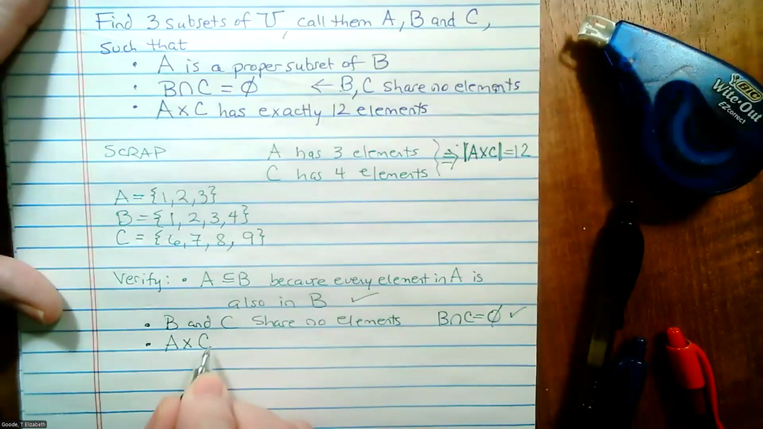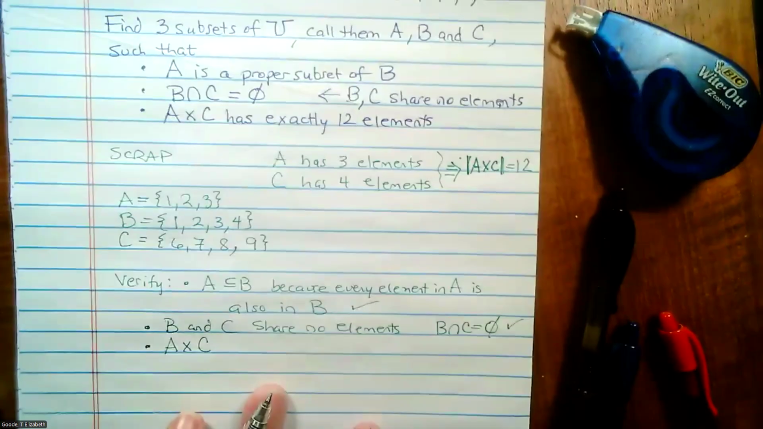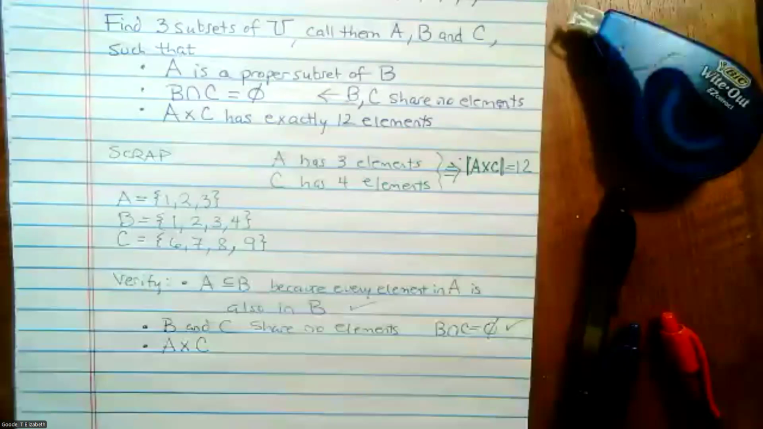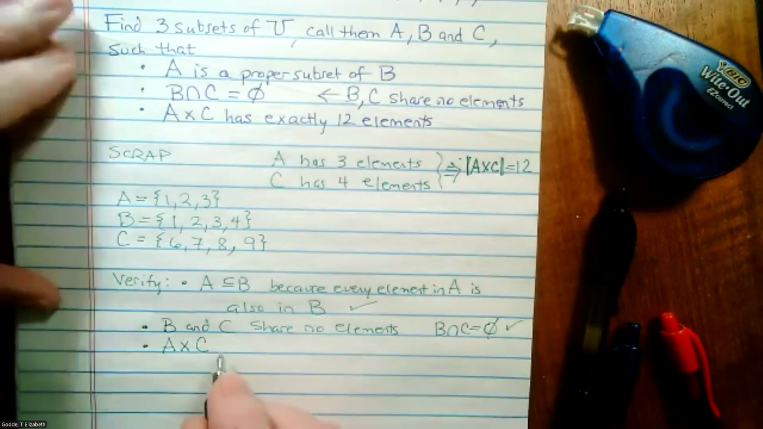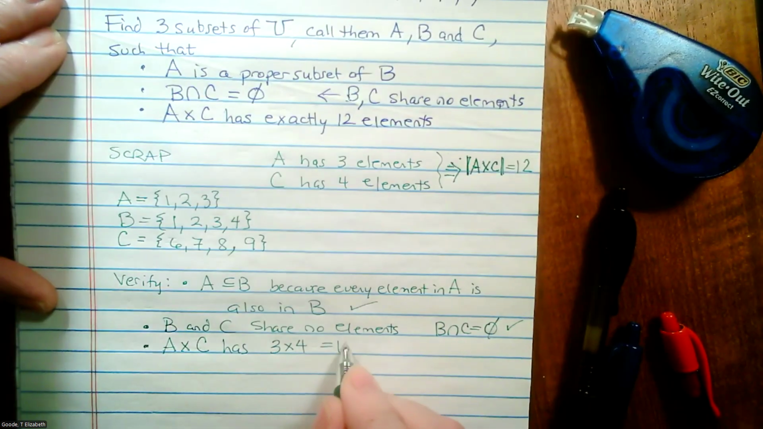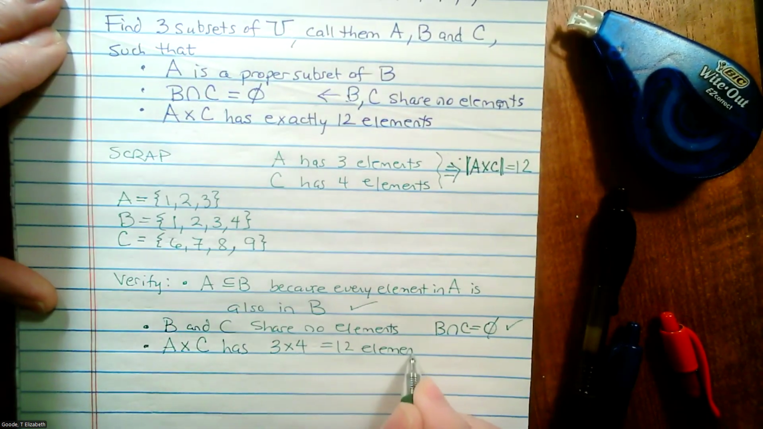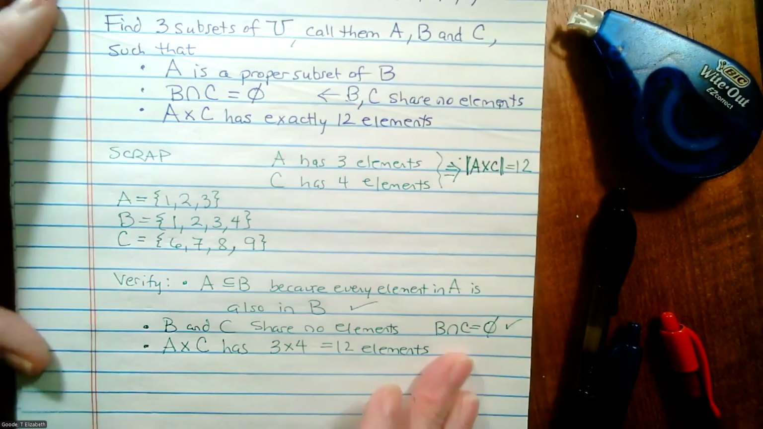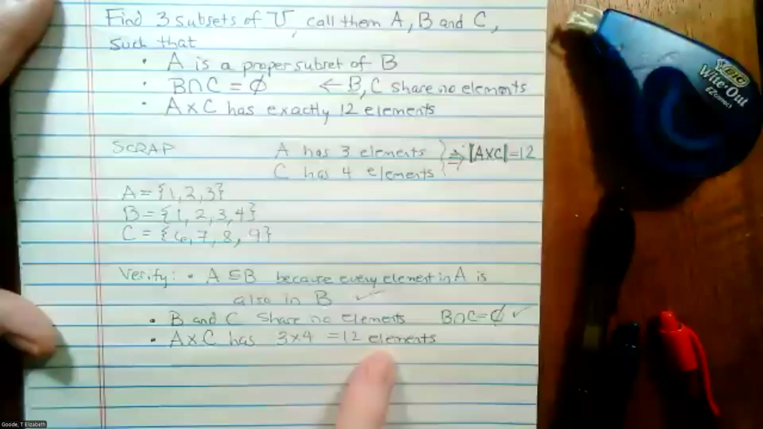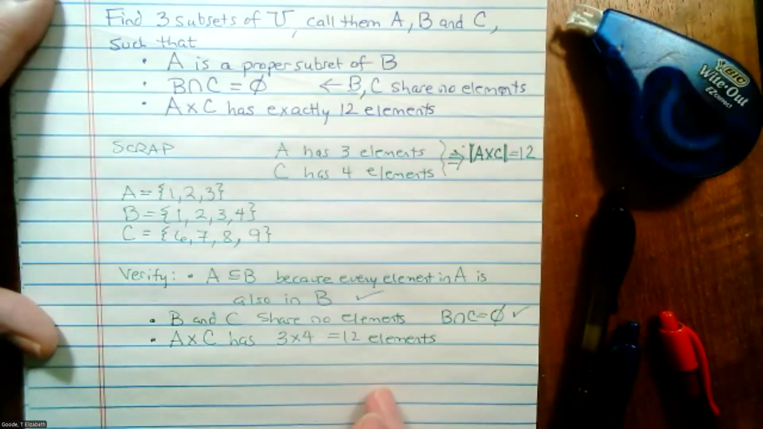A cross C. Okay, yeah, the elements have commas between them, but when we write the whole set, we don't put a comma between them, we put a cross. But a comma would kind of make sense, wouldn't it? A cross C has 3 times 4 equals 12 elements. That's enough. You don't have to list them all. If you say this, I know you know what you're doing. And that would be the way that you could work that.